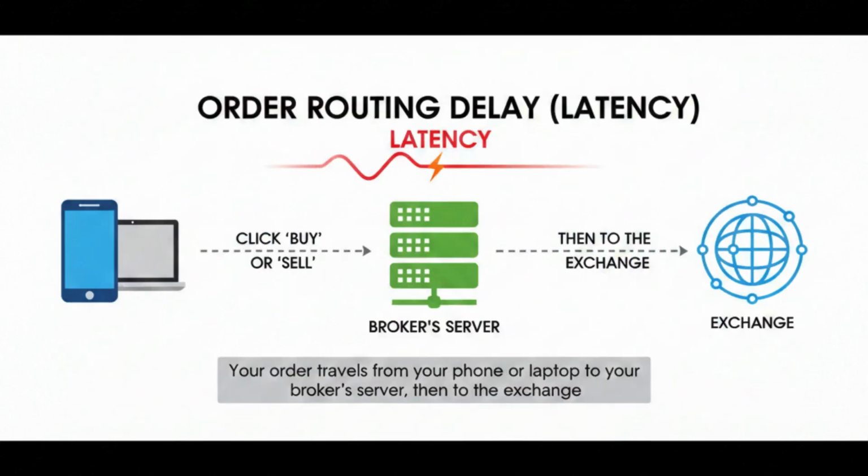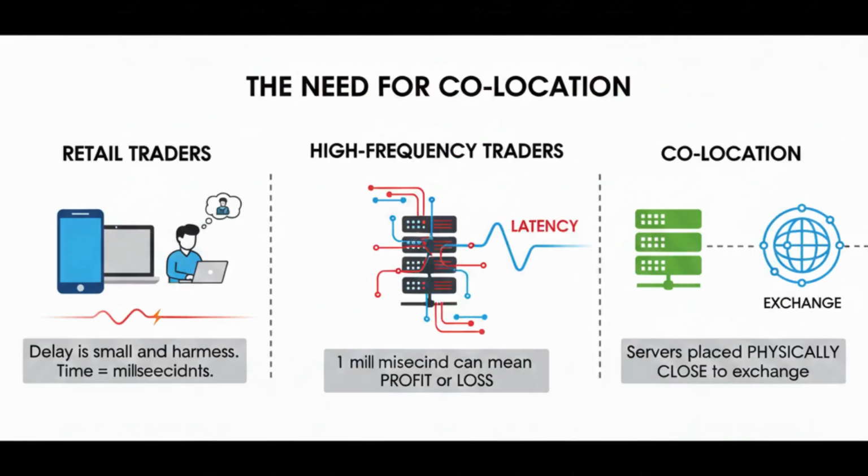Order routing delay, latency. When you click buy or sell, your order travels from your phone or laptop to your broker's server, then to the exchange. This journey takes time, often milliseconds, known as latency. For most retail traders, this delay is small and harmless. But for high-frequency traders, even 1 millisecond can make a difference between profit and loss. This is why professional firms place their servers physically close to the stock exchange, a practice known as co-location. Lower distance means lower delay and faster execution.